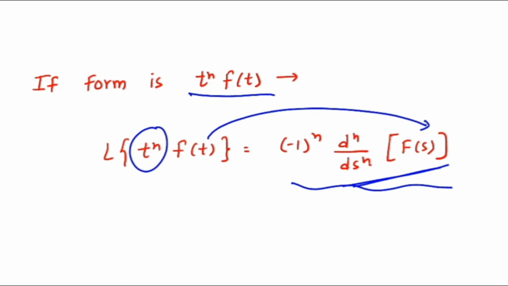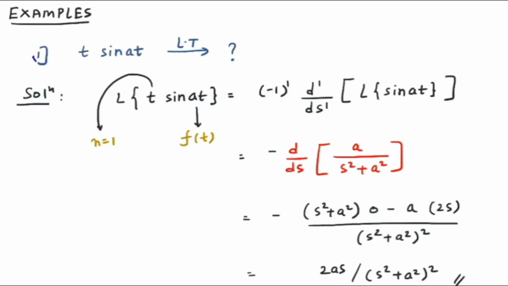Let us see the example. You will have a clear idea about this form. So the first example is t into sin at. Tell me what would be the Laplace of this function. So Laplace of t into sin at is of the form t raised to n into f of t. So first I will take the Laplace of f of t. So Laplace of f of t is what? A upon s square plus a square. Because I know the form is what?